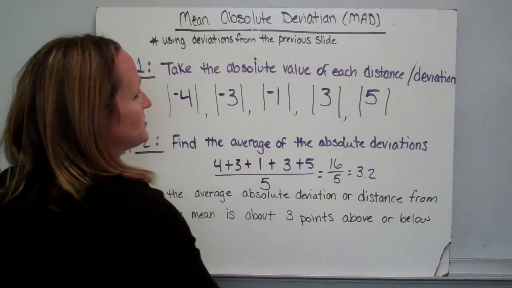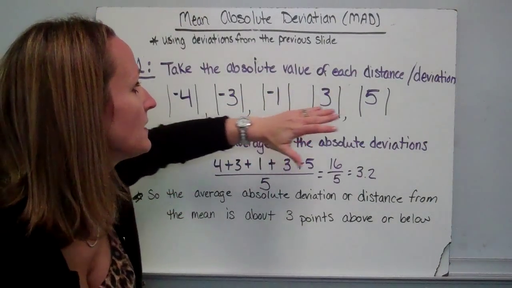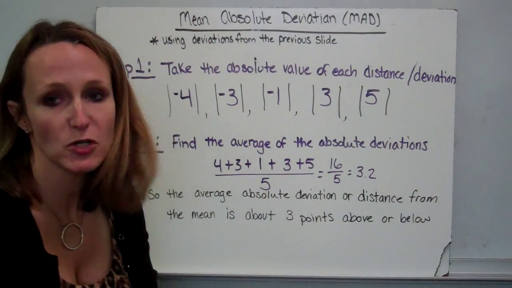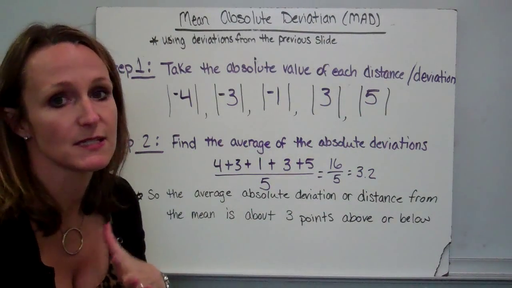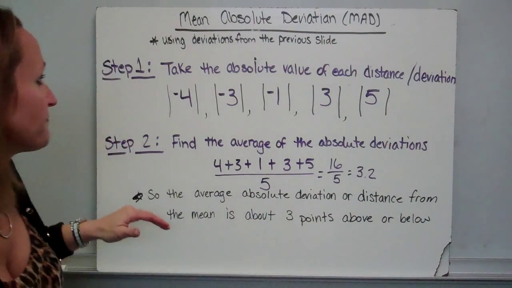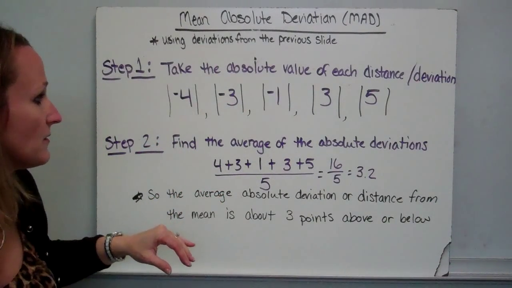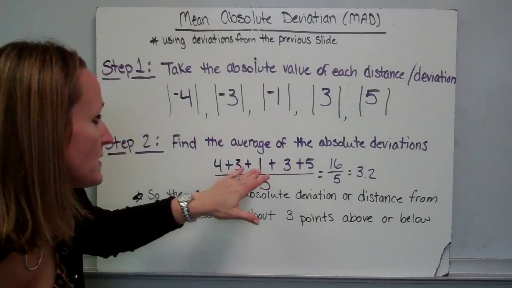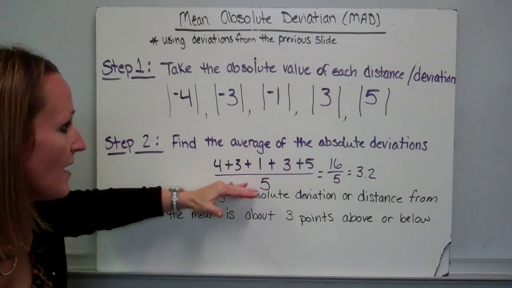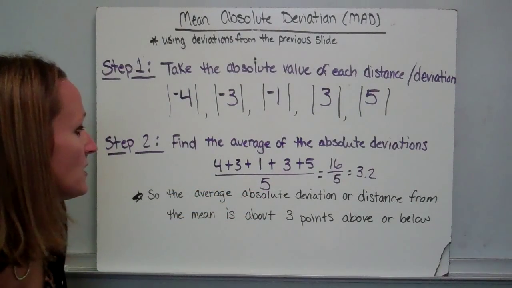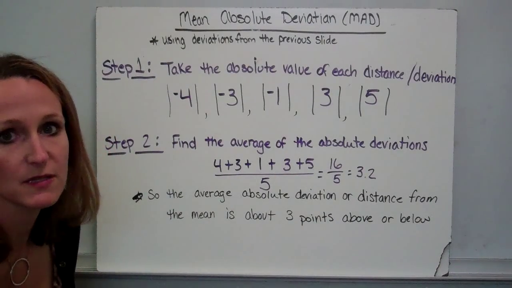Okay. We're going to use the deviations we had on the previous slide of -4, -3, -1, 3, and 5. So remember, the first step in MAD is that you take the absolute value of each deviation or distance from the mean. Okay, then you're going to find the average of the absolute deviations. So we have 4 plus 3 plus 1 plus 3 plus 5. All of these equal 16. If we take the average, we get 3.2. So the average absolute deviation or distance from the mean is about 3 points above or below.